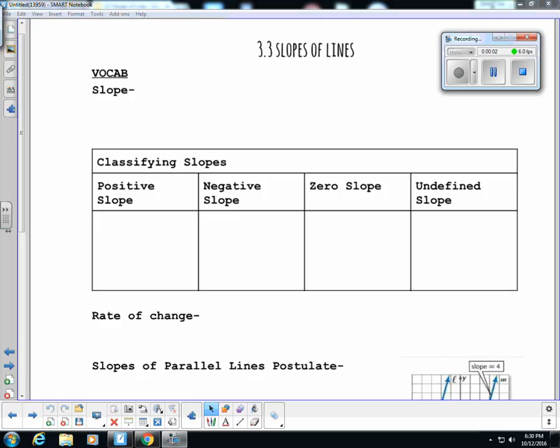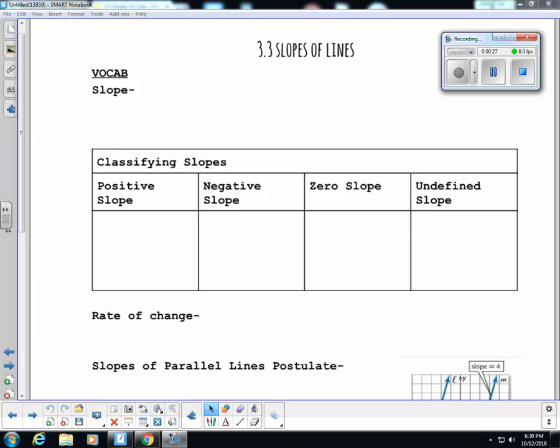All right, so what I'm going to do here in this first video is go through the vocabulary part of section 3.3, slopes of lines. Now, in all honesty, this is Algebra 1 review. We're talking about slopes of lines. There are a couple postulates in here, but in all reality, those postulates are things that you really already know from Algebra 1. We're just now calling them postulates.